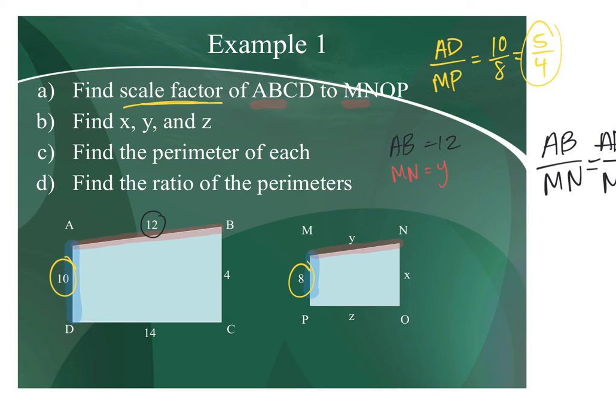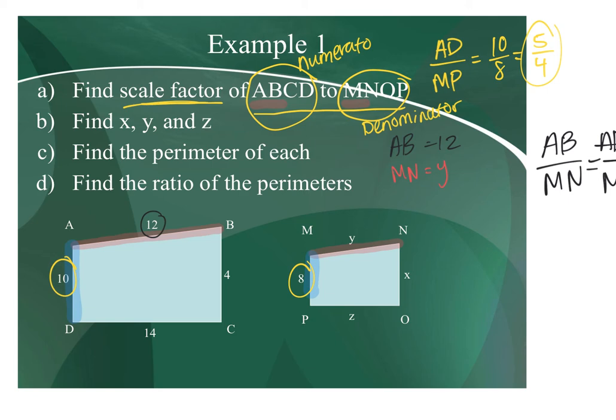Xavier, do you have a question? When you do that, to find the factors, do you have to do the bigger one on top? That's a great question. Don't look at which one's bigger, Xavier. Look at the wording. It says ABCD to MNOP. This first one is going to be your numerator, and the second one will be your denominator.